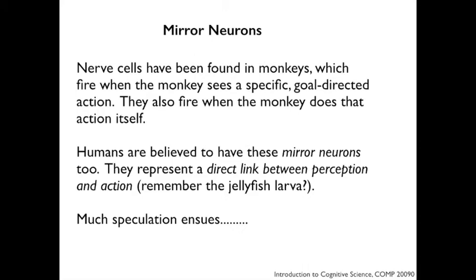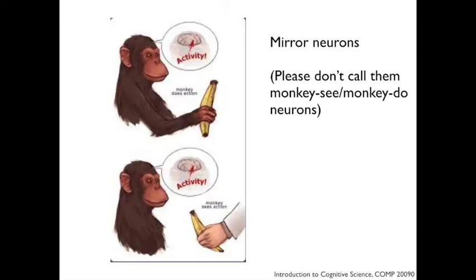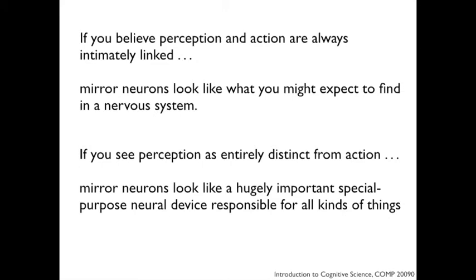But the framework that these guys were working in saw perception as separate, and so these mirror neurons were a real puzzle to them. They, on the one hand, seem to respond when the monkey does something, and on the other hand, to respond when the researcher does something. Don't call them monkey see, monkey do neurons. That's a horrible term. And so the relevance or the role that we will accord to these neurons is going to vary greatly depending on your view of what the nervous system is doing. If you were to see perception as being entirely distinct from action, then mirror neurons look like a huge innovation, something that you wouldn't expect, that you might build into your explanation of all kinds of things.